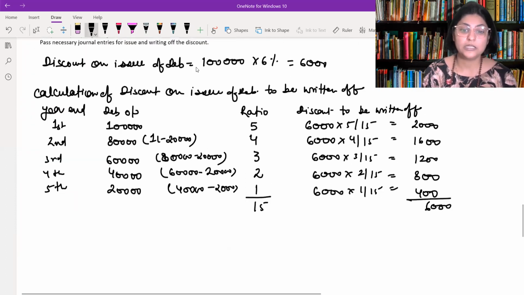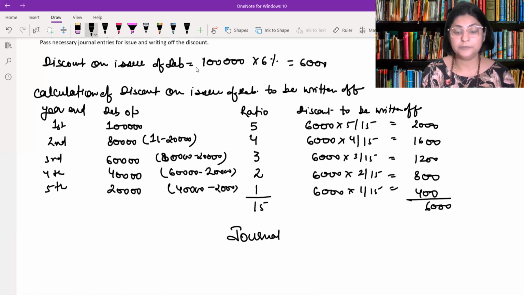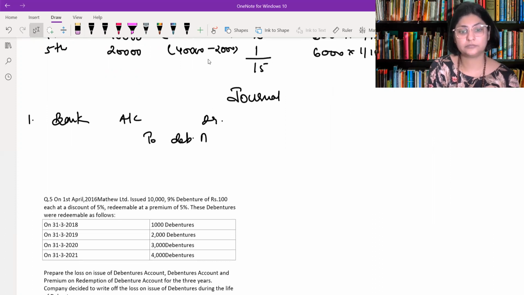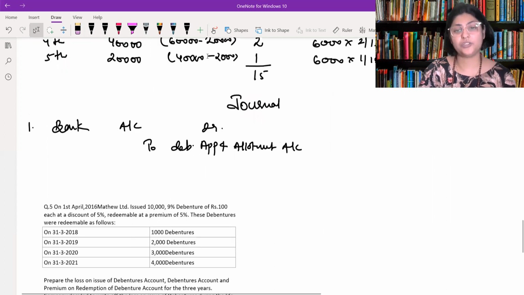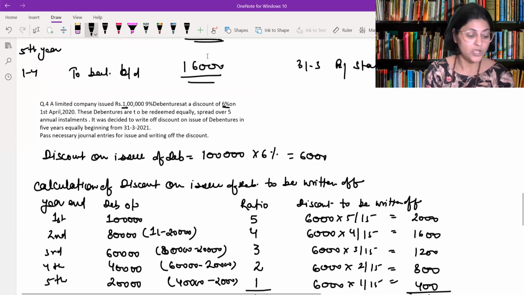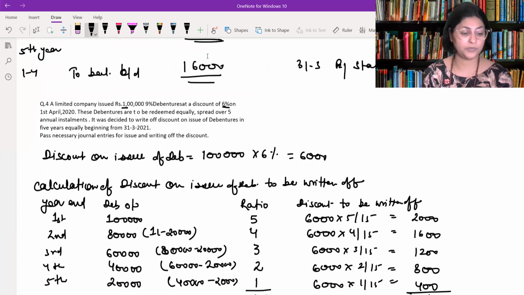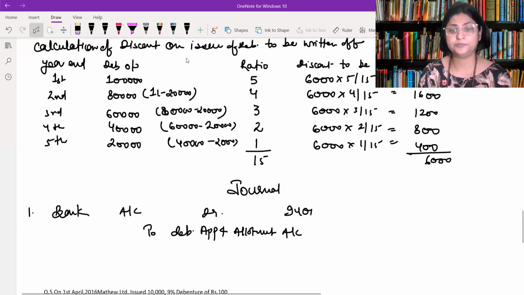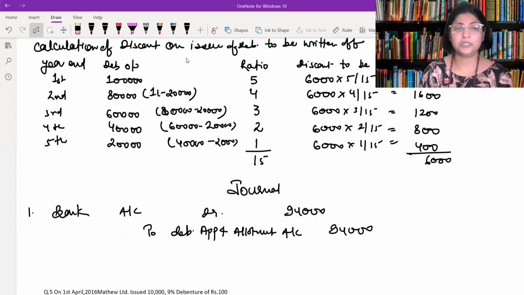First of all, the entry for the issue of debenture will be passed. Entry number 1 will be bank account debit to debenture application and allotment. It is not the face value of debenture, which was 1 lakh rupees, because we have issued it at a discount of 6%. So this will be 1 lakh minus 6,000 rupees, means 94,000 rupees. So the entry will be passed with 94,000 rupees over here. Please write down the narration as well.